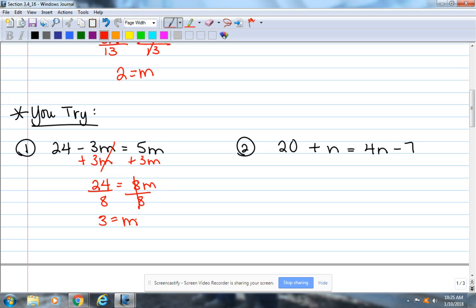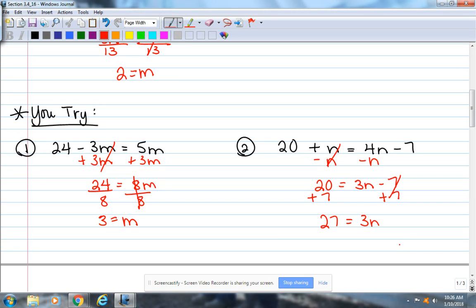What do we want to do first on number 2? Yeah, you can subtract n to get your n's together, or you can subtract your 4n, right? And since I like positive numbers a little bit better, I'm going to subtract n. And that would get me 20 equals what? 3n minus 7. And like I said, if you did it another way, it's not wrong. Don't erase it.